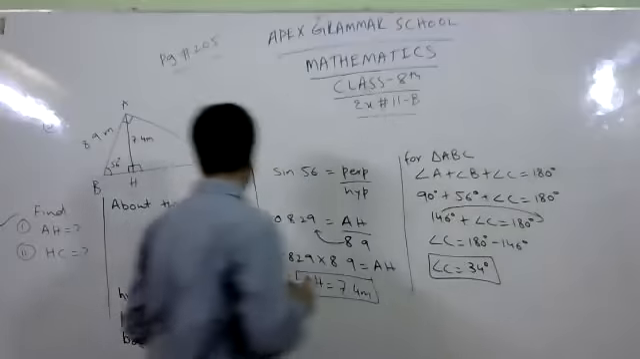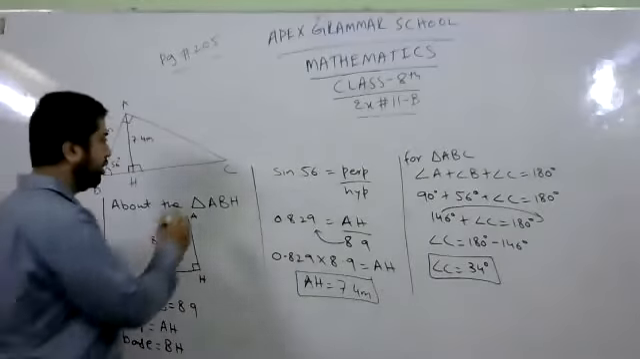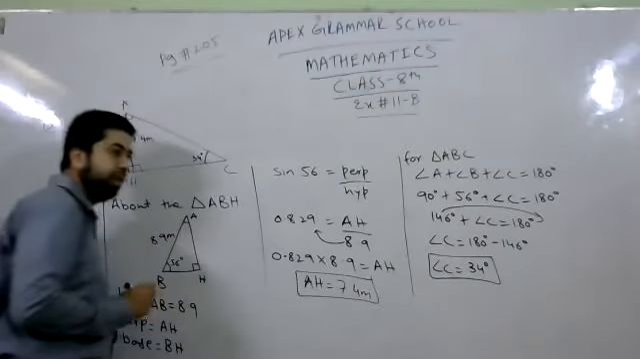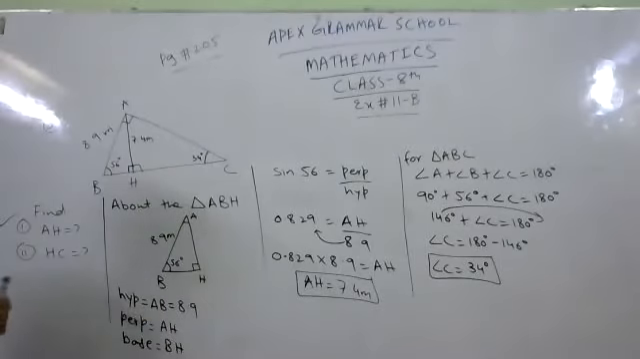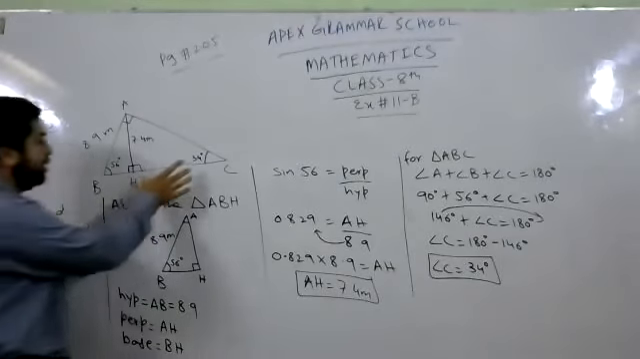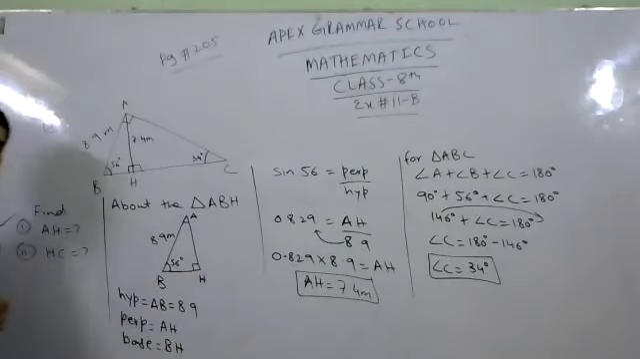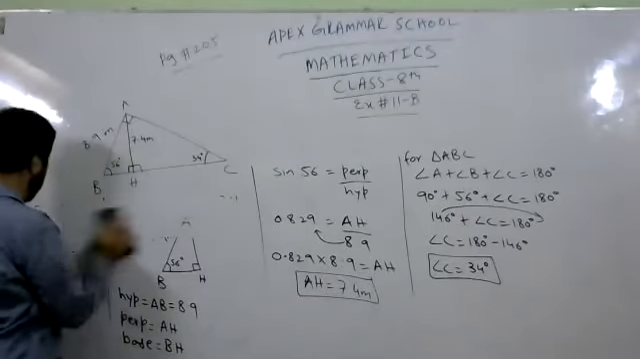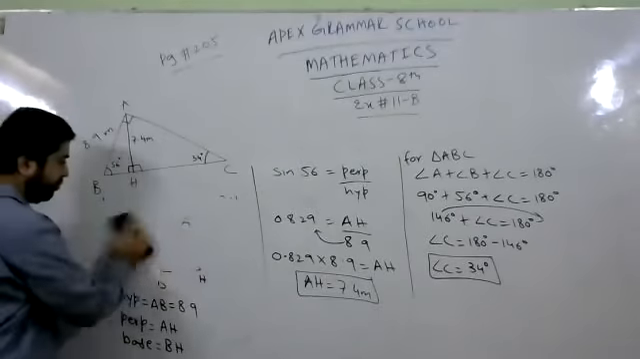Now we realize that angle C is 34 degrees. Now we can easily find this side HC. HC is present in this triangle, so we will consider this triangle. Due to the problem of space, we will do this here.